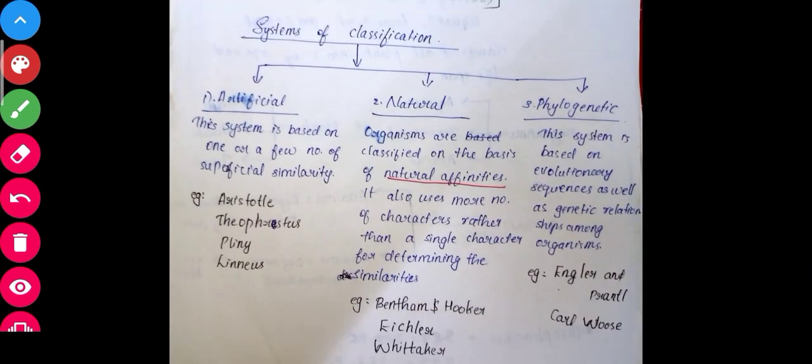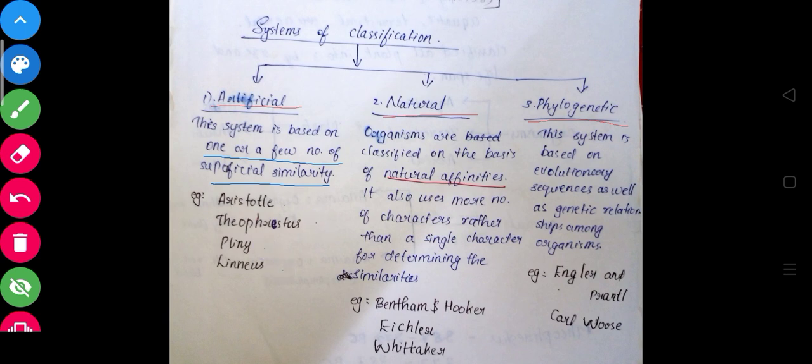Here we can see the different systems of classification, that is artificial system of classification, natural system of classification and phylogenetic system of classification. What is the artificial system of classification? This system is based on one or a few superficial similarities. That is, in this system, the living organisms were classified according to their superficial similarity, that is the external features, based on one or few external characters. Examples of this artificial system are given by Aristotle, Theophrastus, Pliny and Linnaeus.